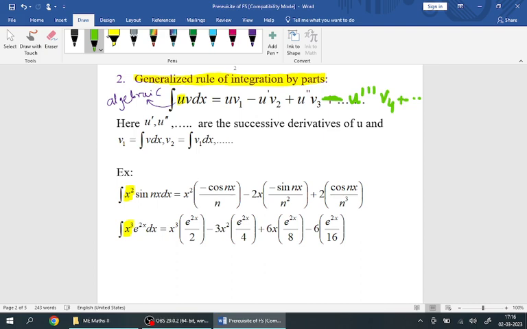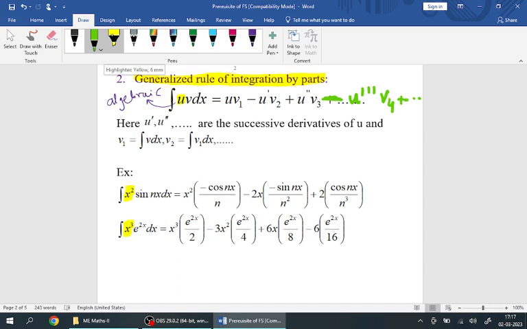What is this dash? Dash indicates the derivative. So u is the algebraic function, say x square. If this is x square, we have u dash as 2x, u double dash is 2, u triple dash is 0. So obviously we need not write the higher order terms, provided u is algebraic. We get finite derivatives, and after that we stop writing. What about v? v is the second function other than algebraic, so its integration we require. v1 is integration of v dx, v2 is integration of v1 dx, and so on.